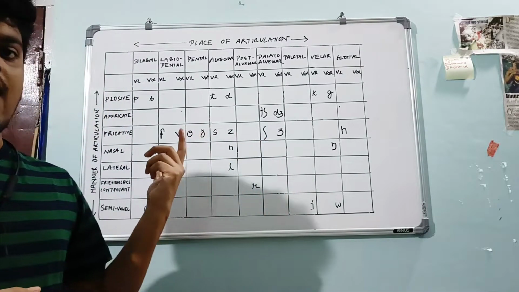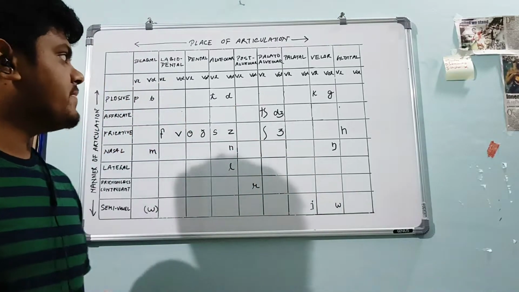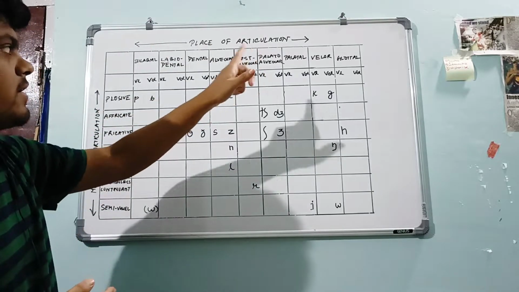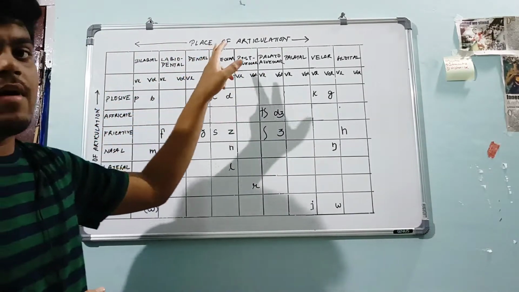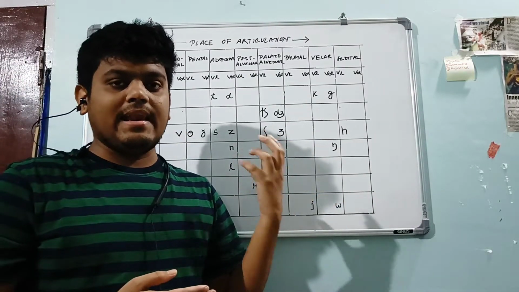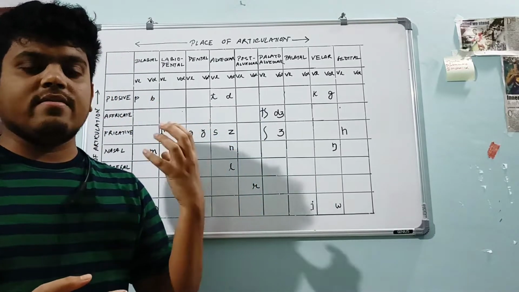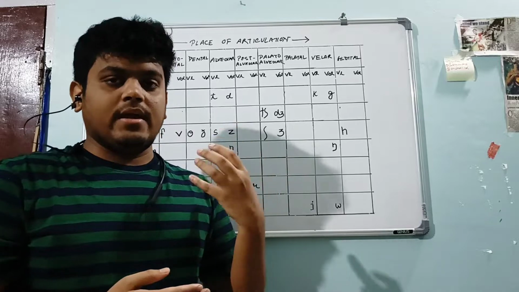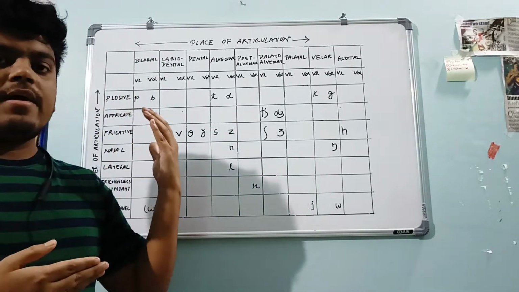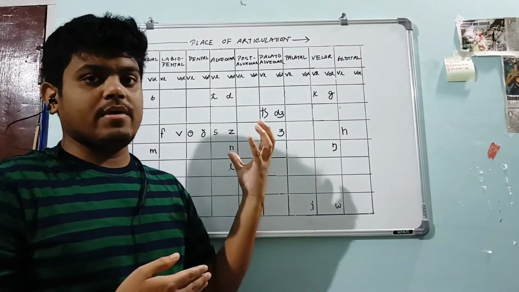So let us see how these consonant sounds are represented in this chart. If you can see here, on the top side of this chart, I have written place of articulation. When we produce sounds in any language, these sounds are produced by the different organs that are present in our body, more specifically in our mouth. So the places of articulation are the places where these sounds are produced.